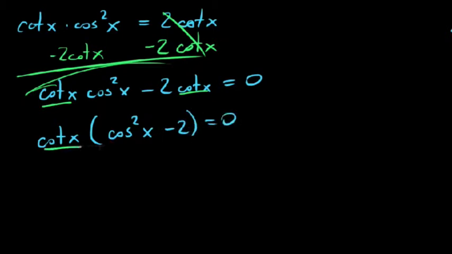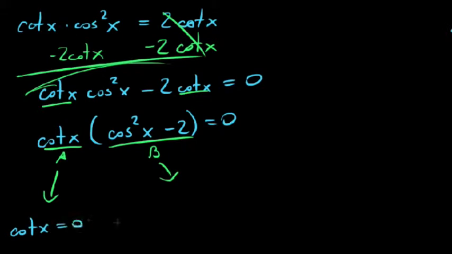You'll notice now that we have an expression like a times b equals 0, which is our zero product property. If a times b equals 0, then either a is 0 or b is 0, or they're both 0. So at this point we can just set each of these factors equal to 0. The nice thing about doing so is that we get a couple of equations that are very easily solved on their own. Let's start with cotangent of x equals 0.